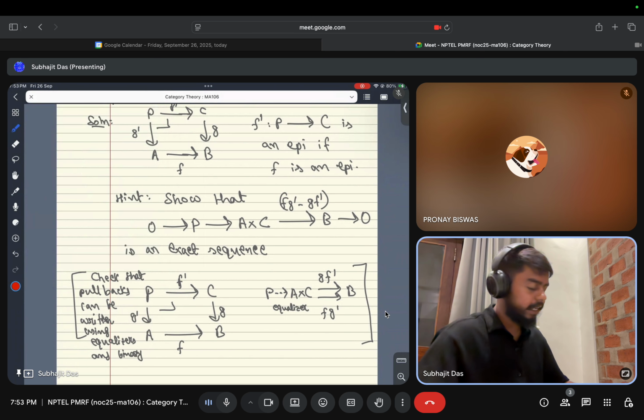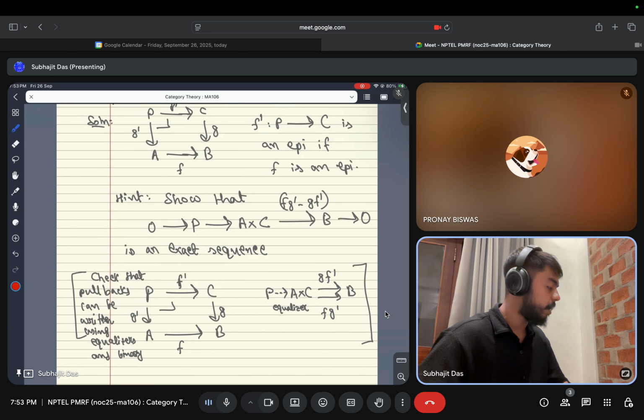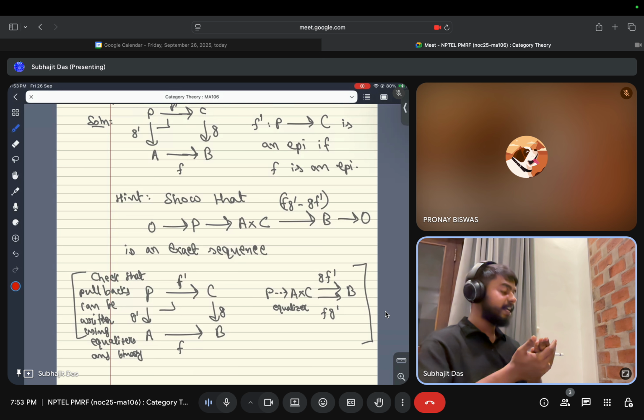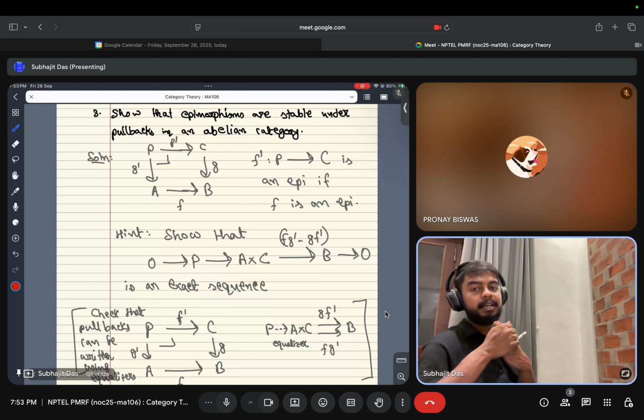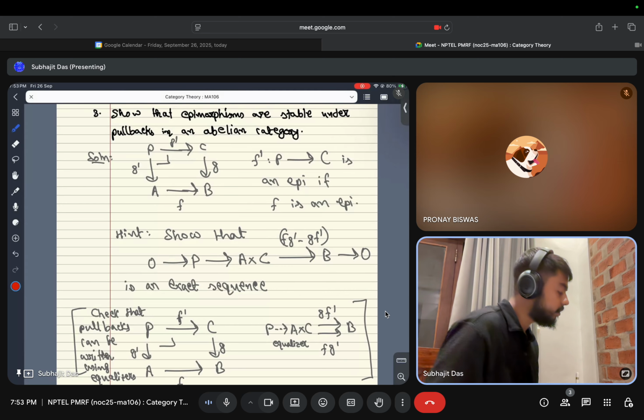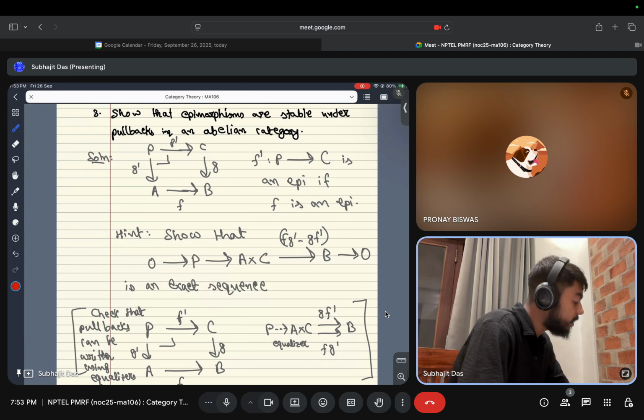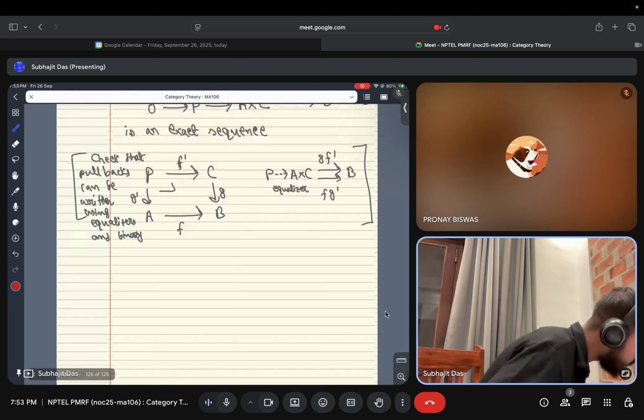Okay, but still, this is really a powerful thing. You almost never expect epimorphisms to be stable under pullbacks, and this happens for an abelian category. This is really powerful as a statement. What was I going to say? Yeah, and binary products.